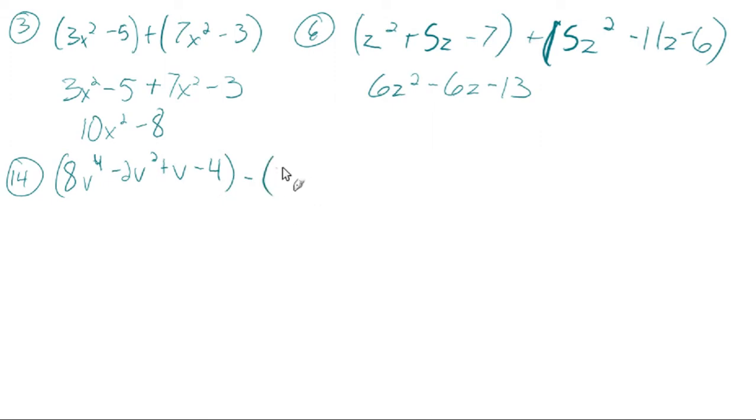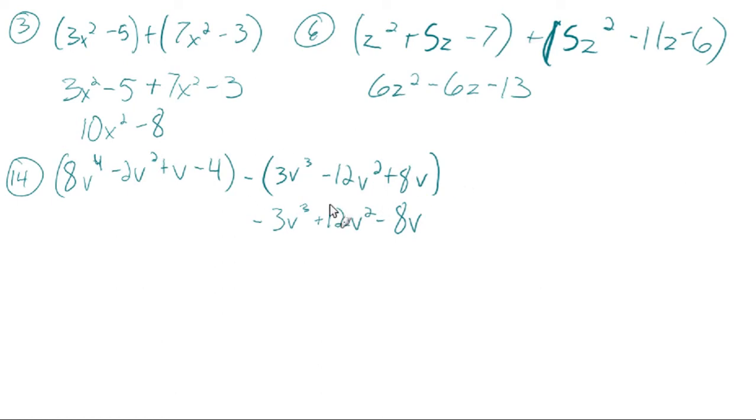Because it's subtraction. Right, now we want to subtract this parentheses. So that means we need to subtract everything in this parentheses. We want to subtract 3v cubed, and we want to subtract negative 12v squared, which is the same as adding 12v squared, and we want to subtract 8v. So we need to make sure to distribute that negative to everything.